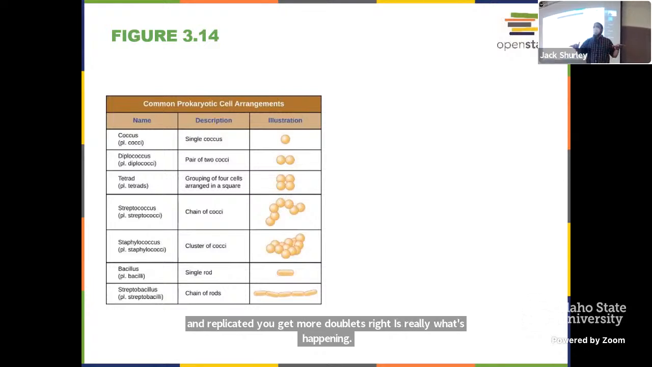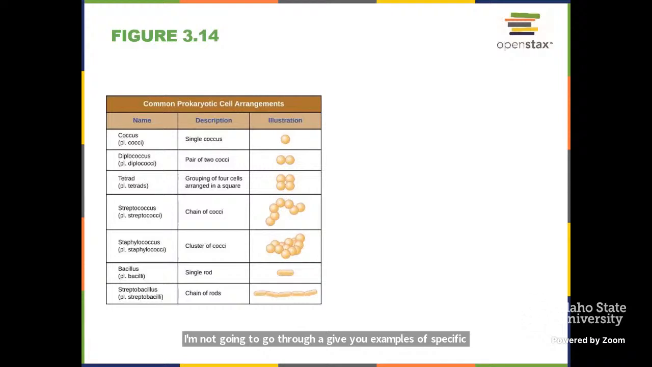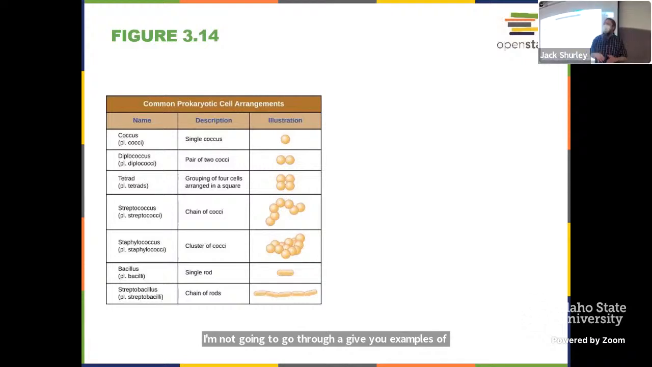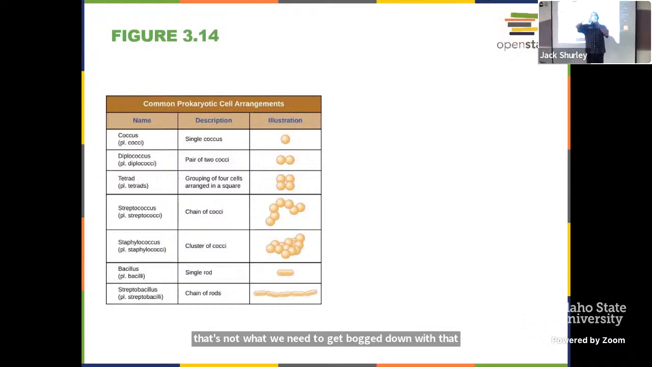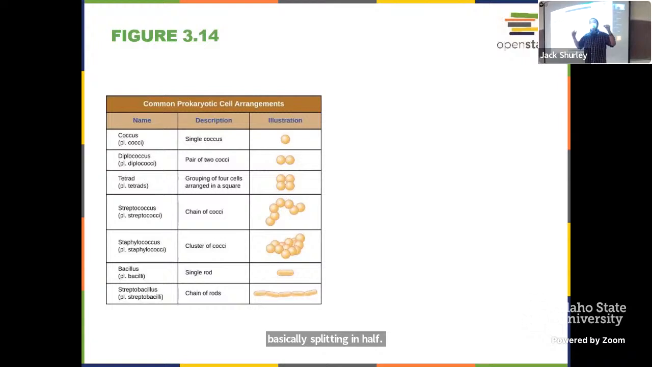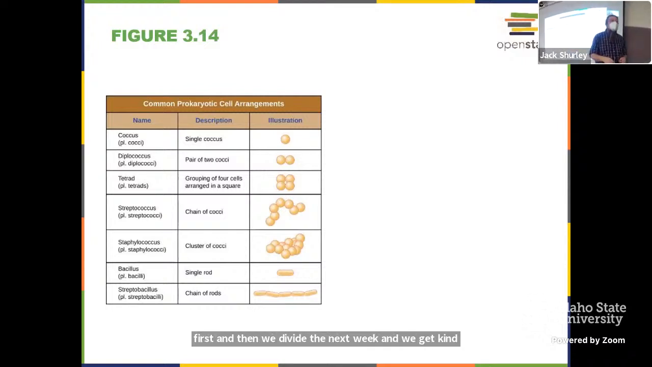I'm not going to go through and give you examples of specific ones. We will see some of this later on, all right? That's not what we need to get bogged down with. The tetrads divide in two planes of division. Instead of basically splitting in half, it's two rounds of division: we divide this way first and then we divide the next way, and we get kind of stacked up groups of fours, all right? Technically, there's some more to it. We can think more three-dimensionally, and instead of four, we could get eight cells. We call that Sarcina. That's, again, for in here, you don't need to know that, right?